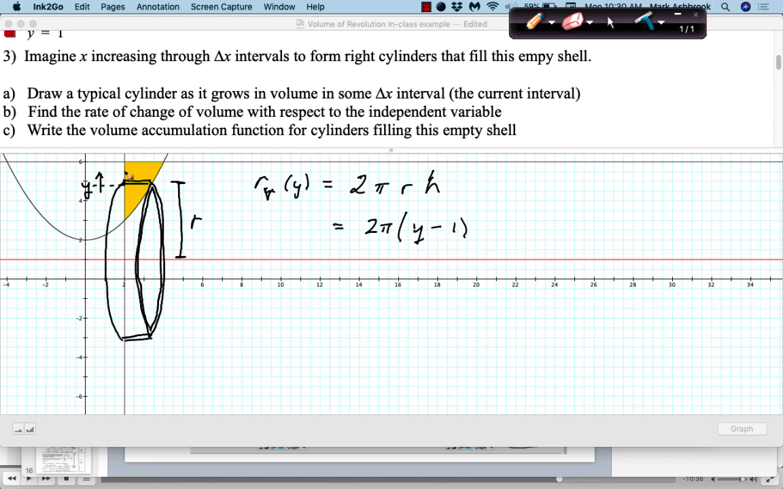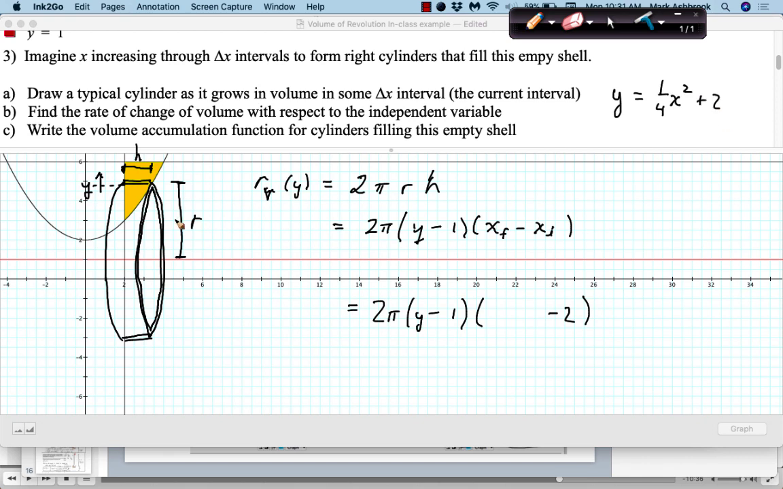Height of these is? X-coordinate, y-coordinate, big change in x or big change in y? Big change in x, right? That's a big change in x. So we do x final minus x initial. So the question is, let's do x initial first. That's easy. What's x initial? 2. What's x final? X final is according to this right here. This is where I got y equals 1/4 x squared plus 2. I need this to be in terms of y, because our function is y.